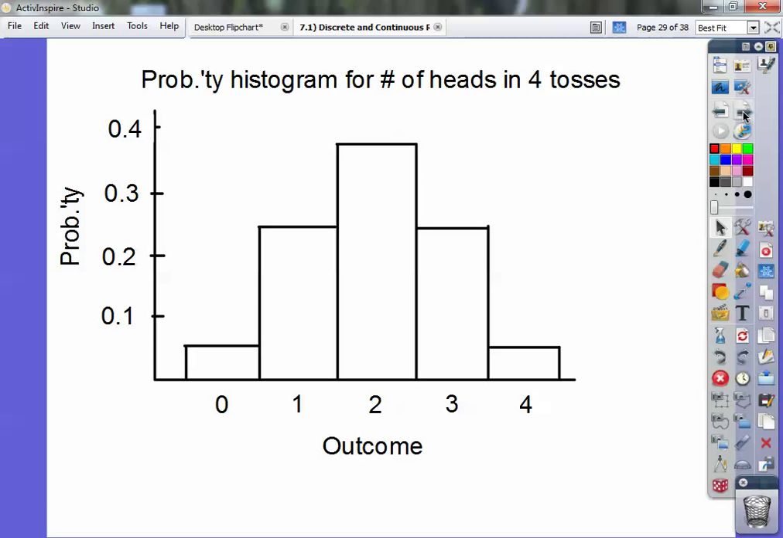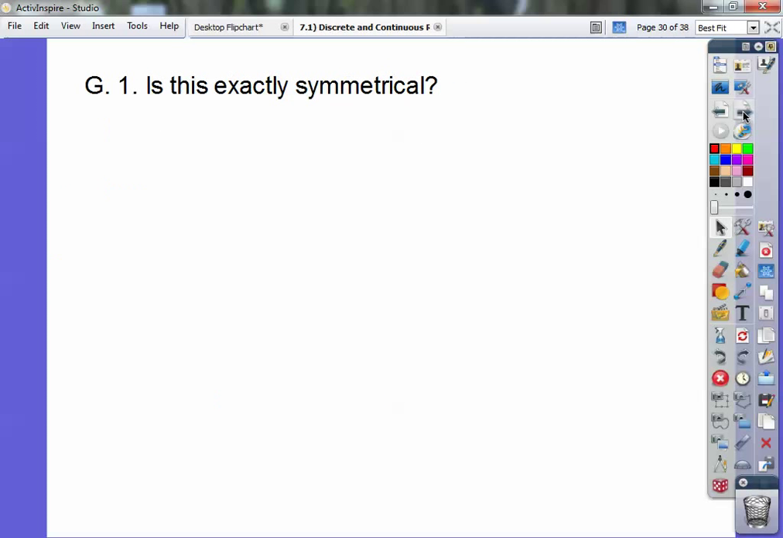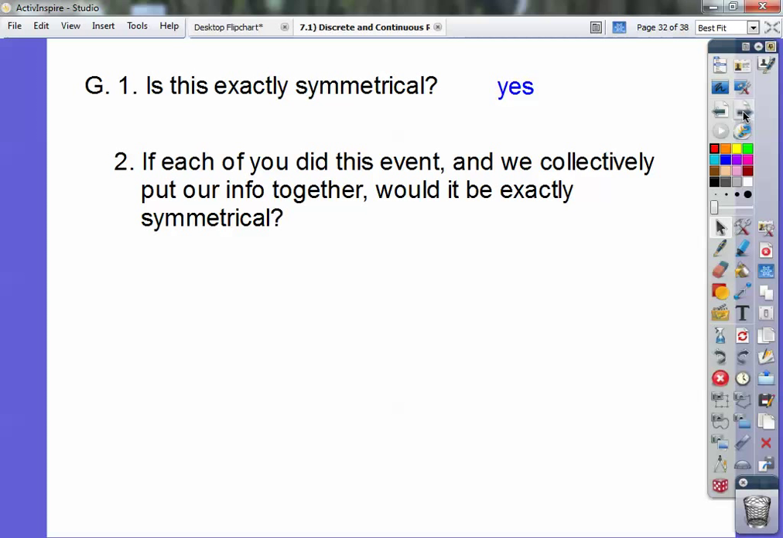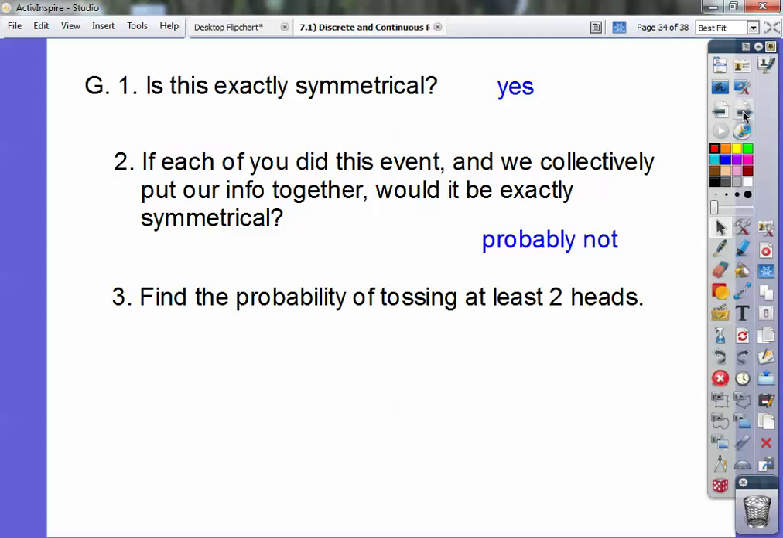Okay, and when you come back, is this graph exactly symmetrical? Yes, it is. Okay, if each of you did this event and we collectively put our information together, so if you tossed a coin 4 times, all of you guys in the classroom, would it be exactly symmetrical? Probably not. Probably not.